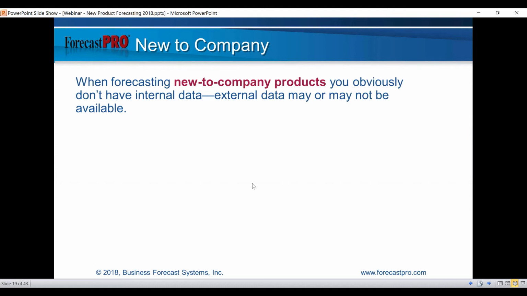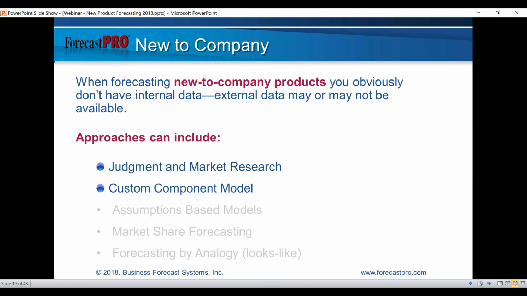So when forecasting new to company products, you obviously don't have internal data because you haven't sold these things before. On the other hand, you may have external data available. And maybe this is coming from data providers like AC Nielsen or IRI. Maybe it's coming from industry consortiums, what have you. So how do we approach the forecasting for new to company? The answer is there are a number of techniques that can be used.